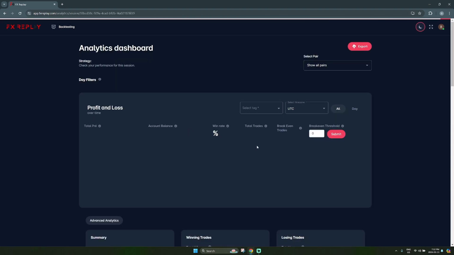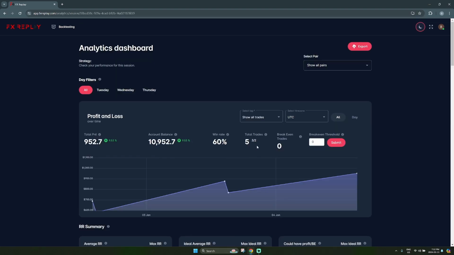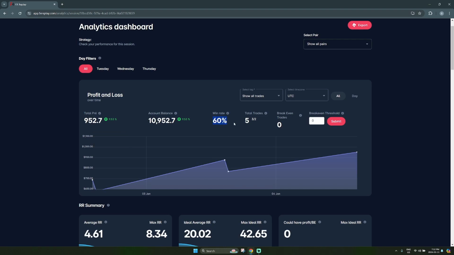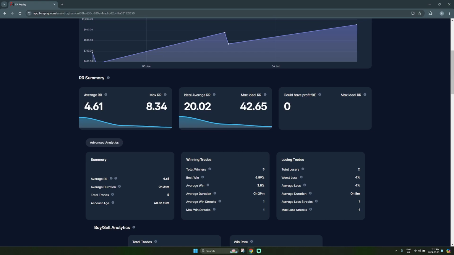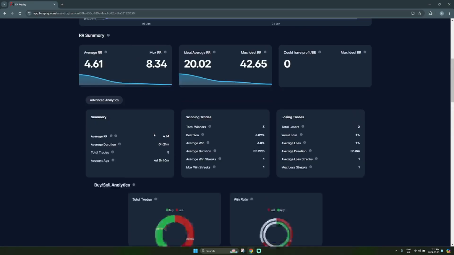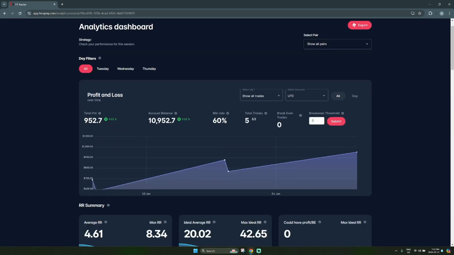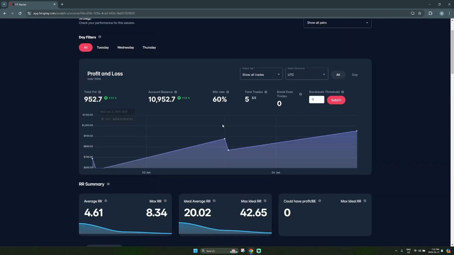I meant to look at the analytics here. Take a look at the analytics on this particular week. 60%, 5 trades. Average R secured 4.61. So yeah, that's 9% in 1 week, 60%. That's about it.